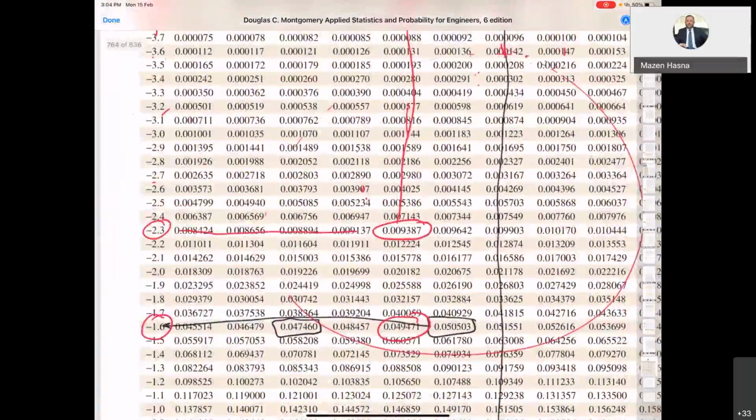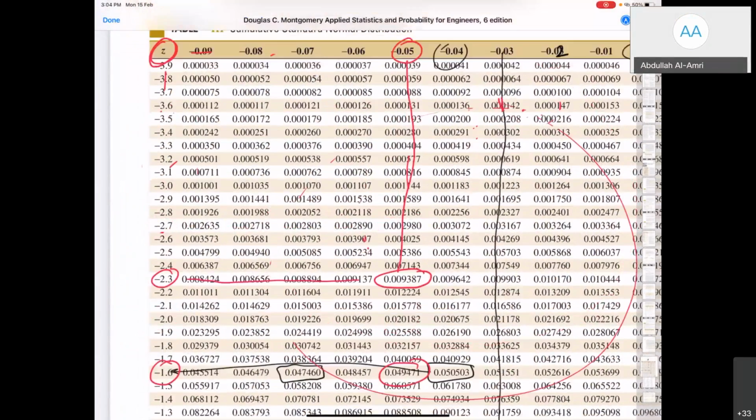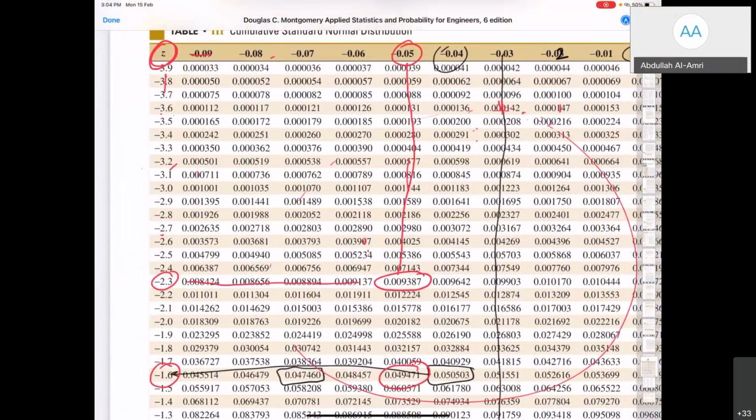Doctor, why are you choosing the minus 0.5 from the horizontal row? Because this is the first digit, this is the second digit. If I want minus 2.93, so minus 2.9 and then 3. Okay. This is how you compose your number.